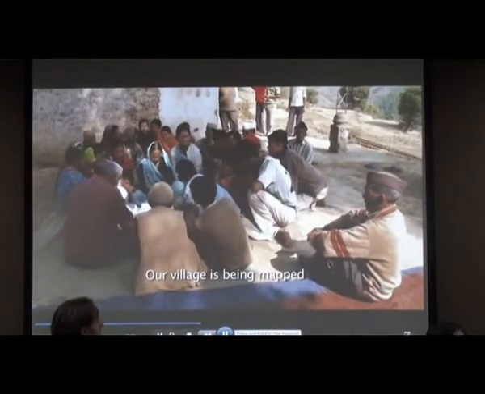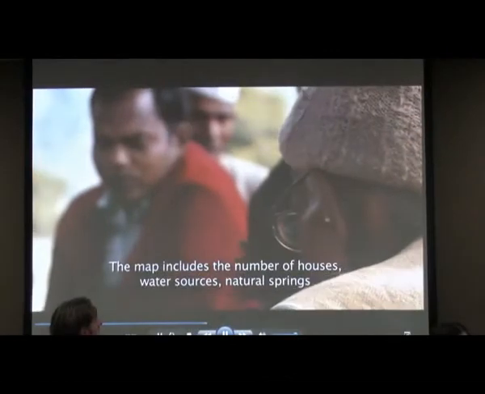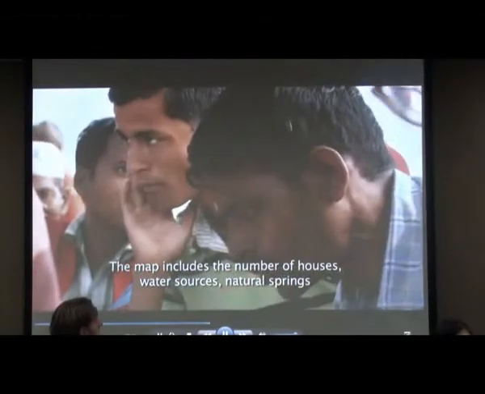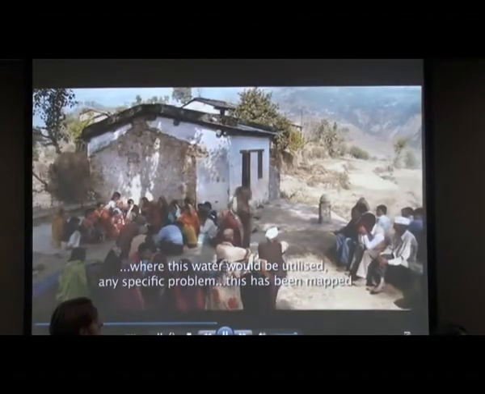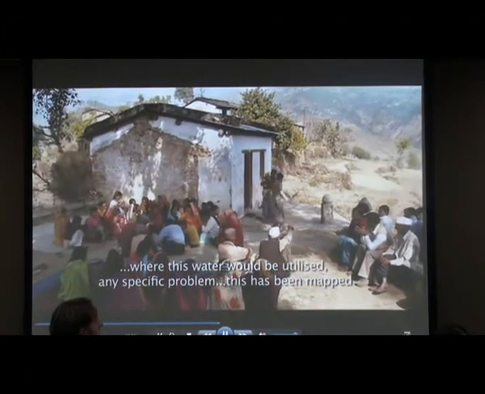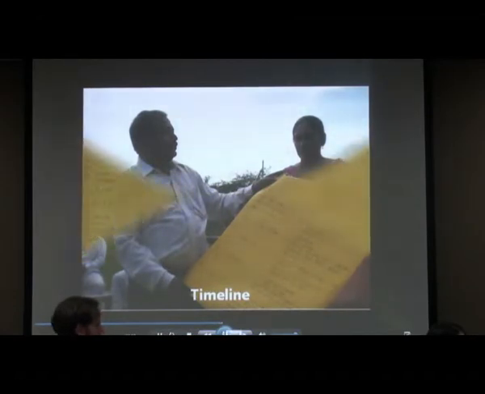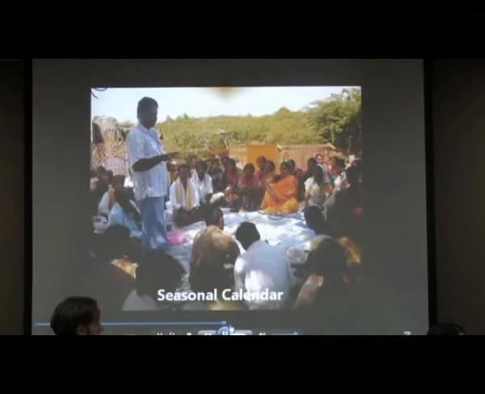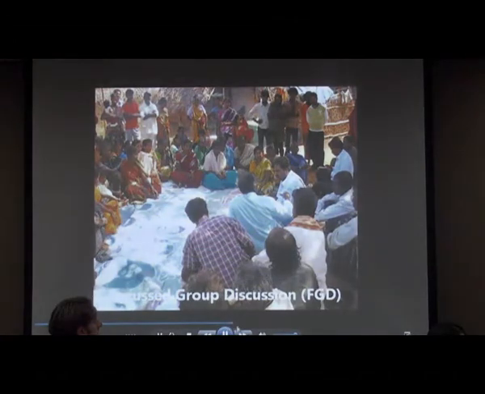This is for a mountain village, a different project of ours. The tool we saw was about water mapping in a mountain village, where you can see elderly gentlemen focusing a lot on putting water here, a tree there, showing how focused they were while the exercise was being implemented. Then timeline, seasonal calendar, and focus group discussion. It was a mix of PRA tools used for a particular community, depending on their needs.